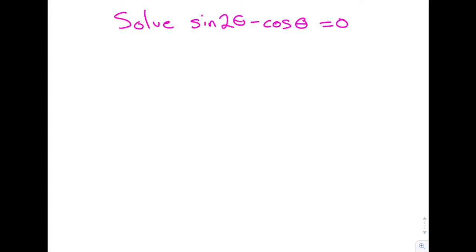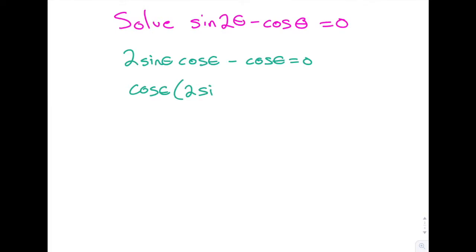So let's begin by writing this entire equation in terms of just theta. No double angles because that will complicate our solution. So let's write the first term in terms of just theta. Now we know that sine 2 theta we can easily write as 2 sine theta cosine theta, and then we have a minus cosine theta equals 0. So we use our double angle formula there. And now we'll factor out cosine theta. So we have cosine theta times 2 sine theta minus 1 equals 0.